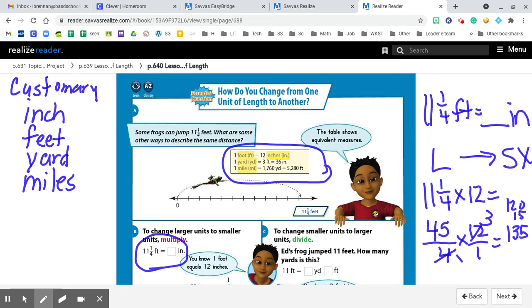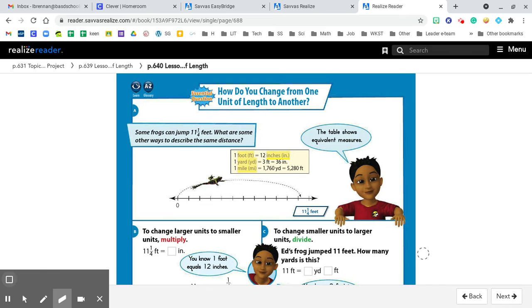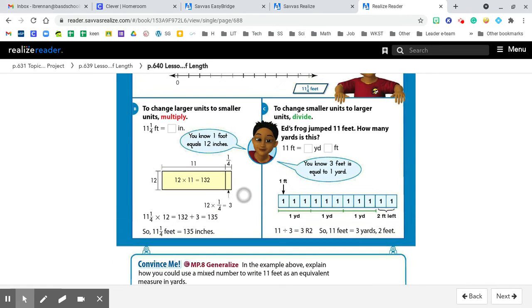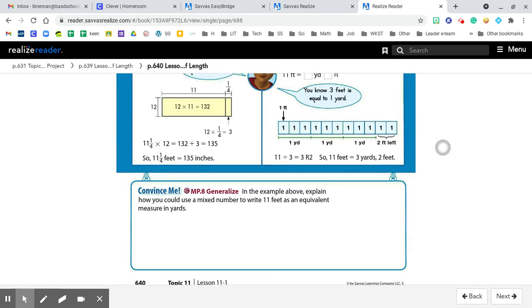100 and, what do I do here? 44, 45. Oh, that's right. 135 inches. So as we move down here, checking at my problem, I'm going to have 135 inches. And remember, when you're going from a smaller unit to a larger unit, you divide. When you're going from a larger unit to a smaller unit, you multiply.